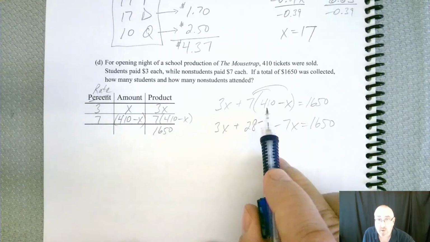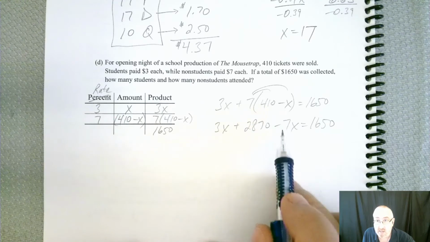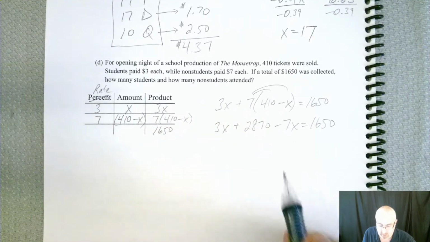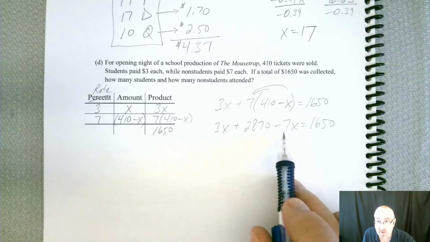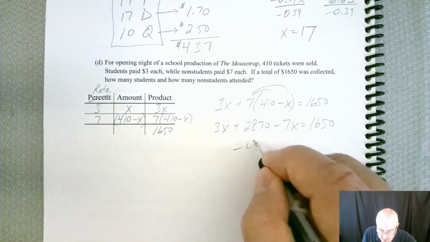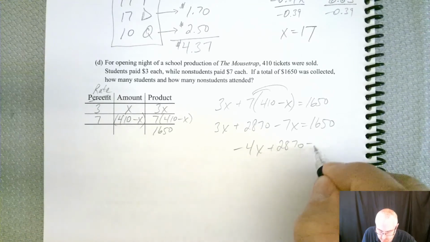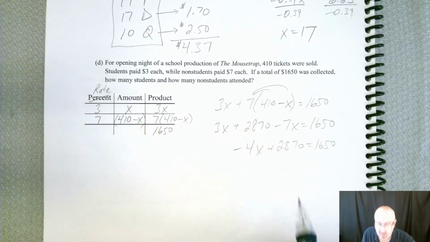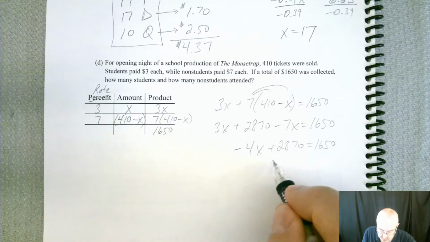So 7 times 410 is 2870. And then the 7 times the negative x is negative 7x. Okay, so now we got our x's that we can combine. So 3 minus 7 gives you a negative 4x. And now we can get rid of the 2870. So we got to subtract that.